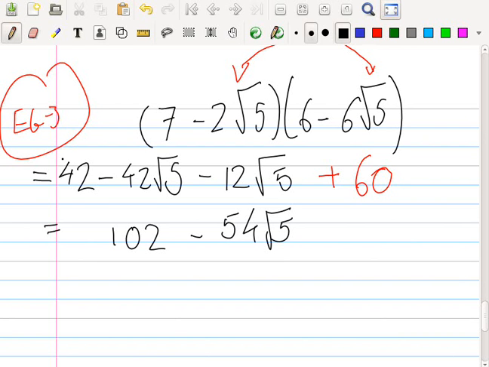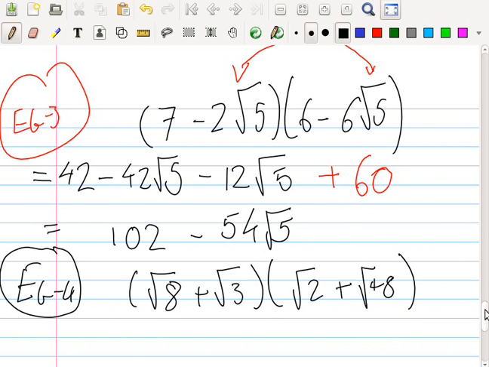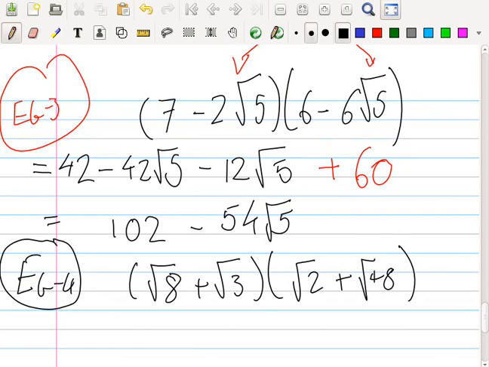I'm going to do another example here, but this time I'm going to do the last one, z. Root 8 plus root 3 times root 2 plus root 48. Alright, so first thing, what do you think is the first thing you need to do?